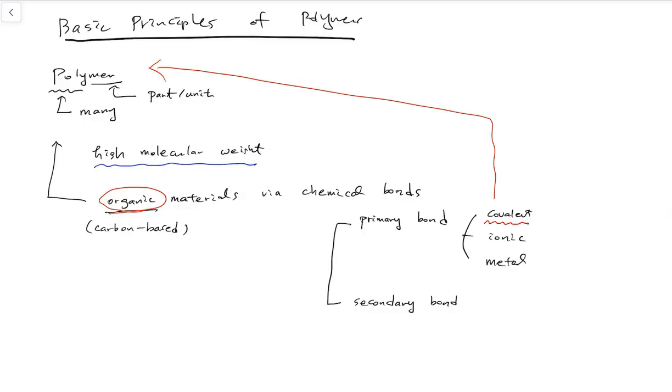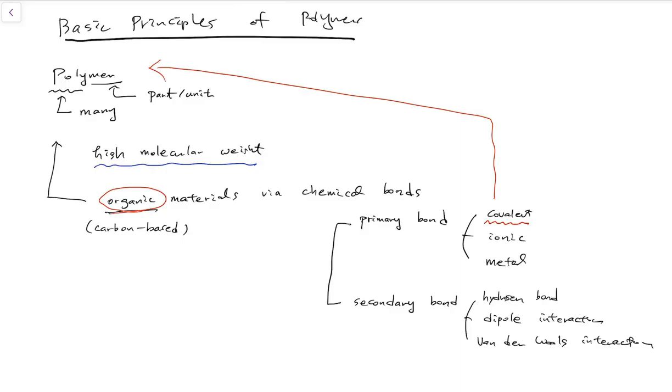Also, there are secondary interactions, which include hydrogen bond, for example dipole-dipole interaction, and van der Waals interaction. So there are also secondary interactions inside of polymer structures.